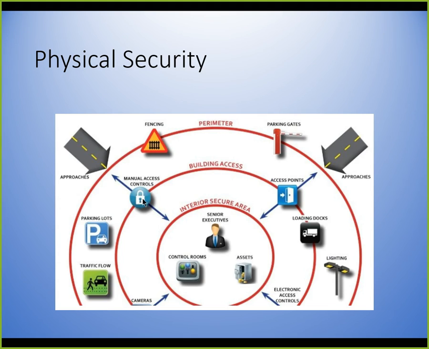And then here we have building access, manual access controls. Are we going to have an open door, or are we going to have people buzzed in? Are we going to have man traps? I have an image of what a man trap looks like here in a couple minutes. What kind of devices are we going to allow? And here we have approaches and access points, but also building access, cameras on it, electronic access controls.